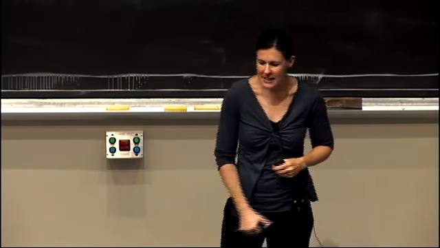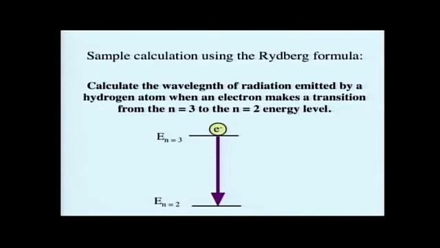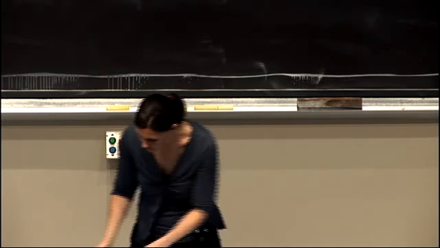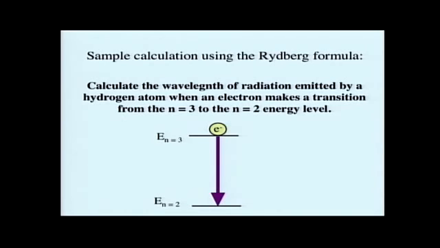So let's do a sample calculation now using this Rydberg formula, and we'll switch back to emission. The reason we'll do that is because it would be nice to actually prove what we just saw and calculate the frequency of one of our lines and the wavelength of one of the lines we saw. So let's calculate what the wavelength of radiation would be emitted from a hydrogen atom if we start at the n equals 3 level and go down to the n equals 2 level.